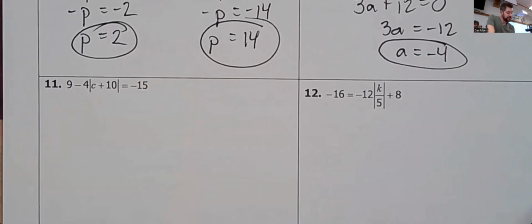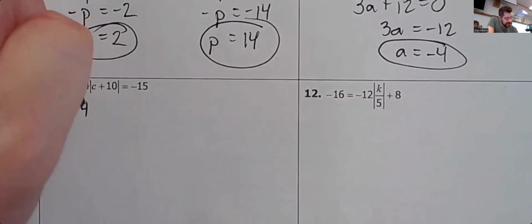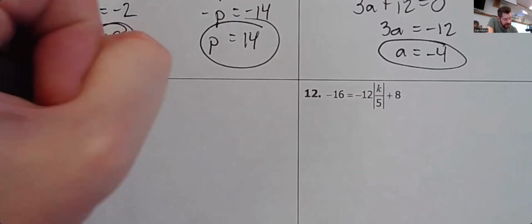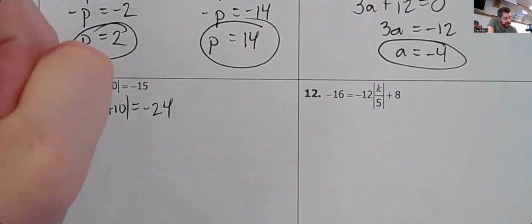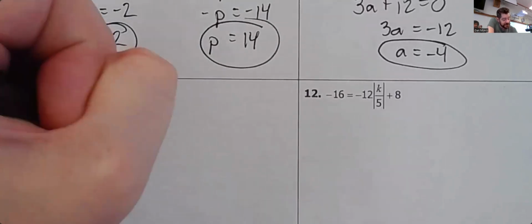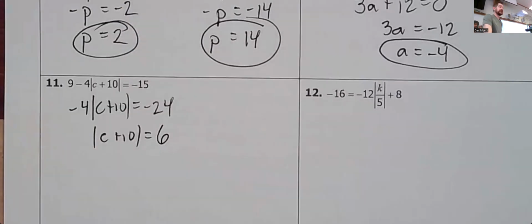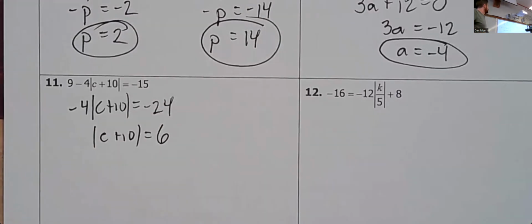Negative 24, all right. So that'll be negative 4 times the absolute value of c plus 10 equals negative 24. And we still have to do one more thing to isolate the absolute value, which is to do what? Let's do the opposite. Divide, yeah. Let's divide by negative 4. So we'll get the absolute value of c plus 10 is positive 6, because the negative divided by a negative is positive. So, maybe somewhat unfortunately, we have to keep working on this one.